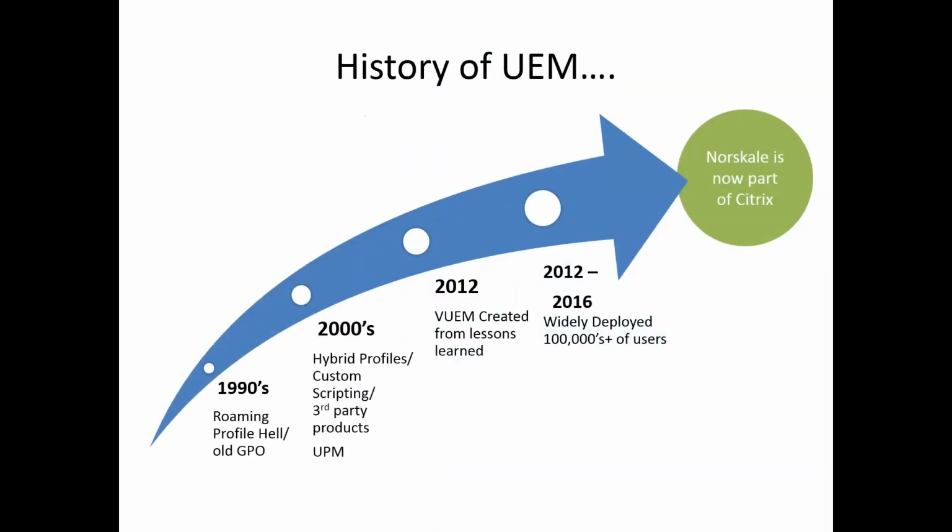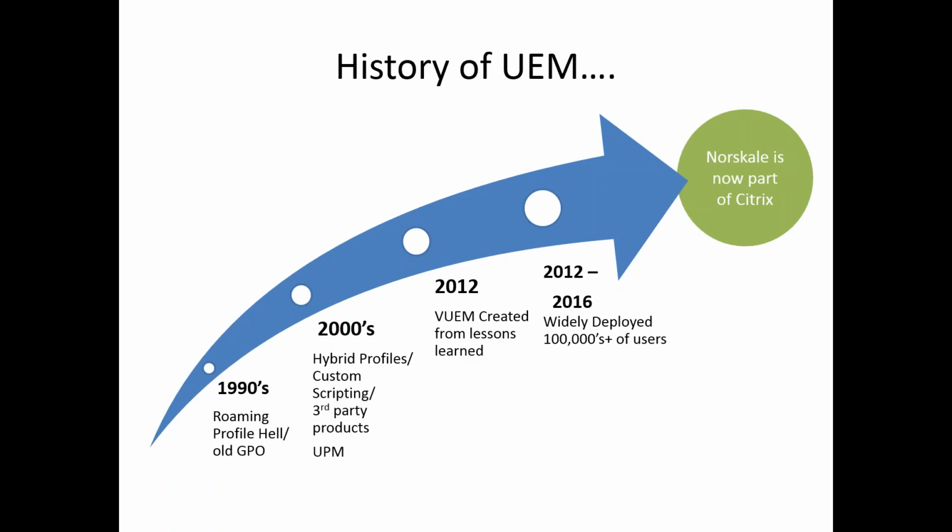Let's talk about the history of user environment management and try to level set a little bit. If any of you are old like Webster and I, you remember the 90s and what we call the period of roaming profile hell. In the app integration world, it was known as DLL hell and old GPO style approaches. So profiles, user settings, user experience, user persistency in settings was pretty problematic.